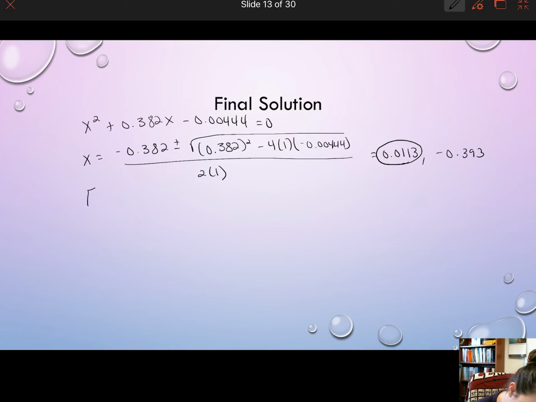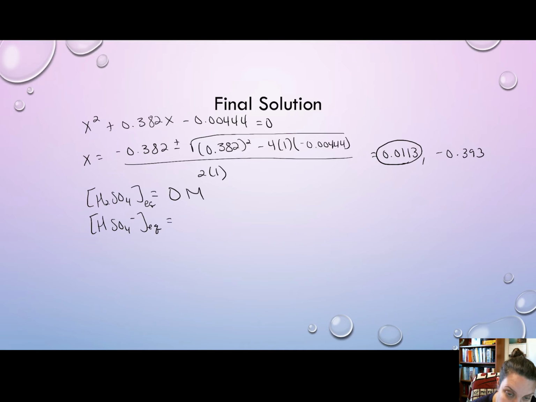So first, H2SO4 completely dissociated. So at equilibrium, we have 0 molar here. HSO4 minus. We started out completely dissociating into it, so we have 0.37. And then we removed 0.0113 molar of it, giving us 0.36 molar.